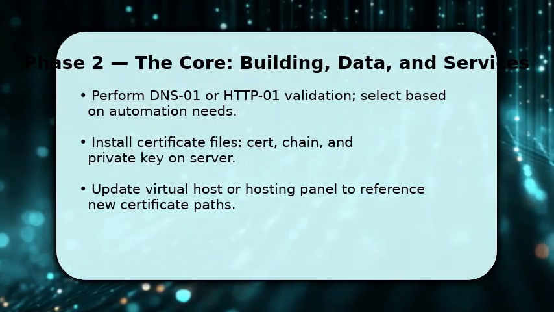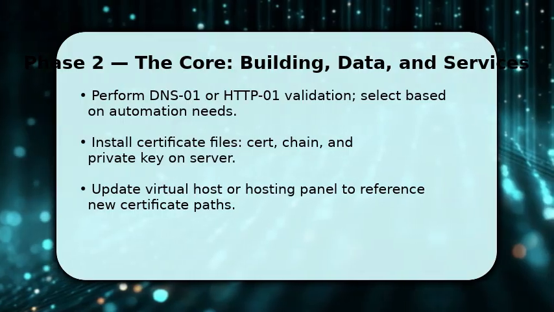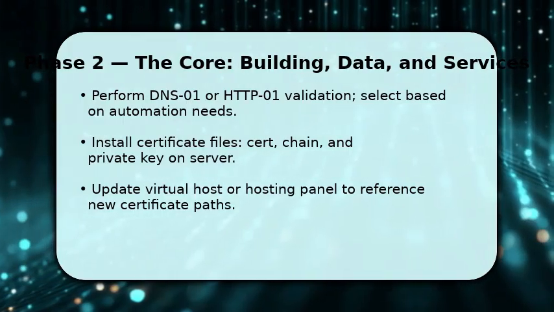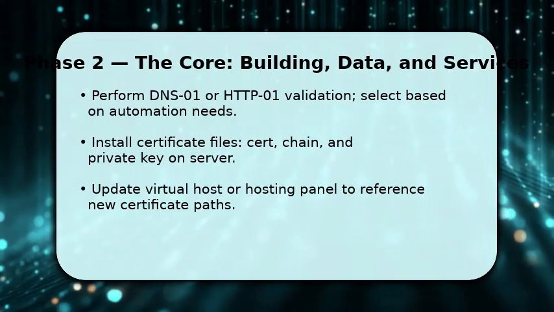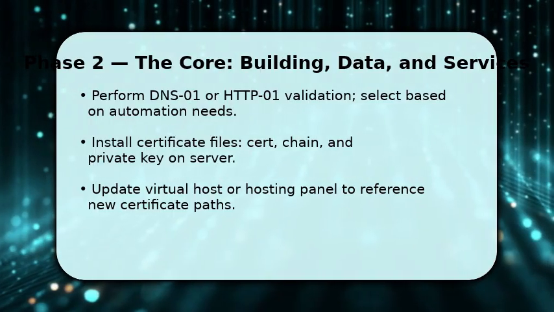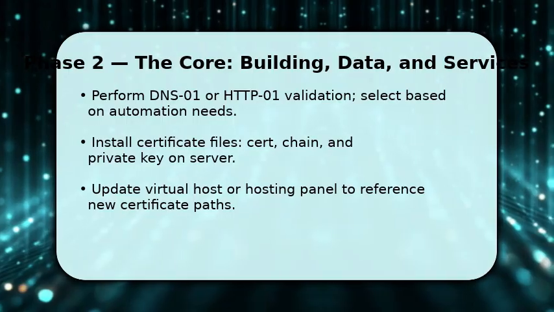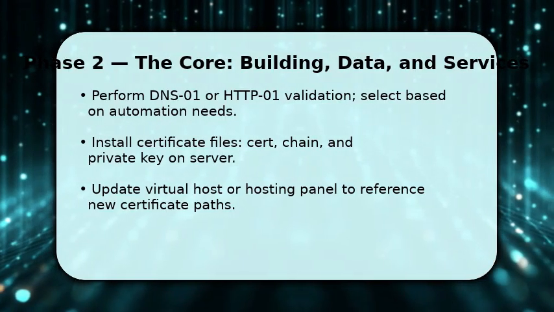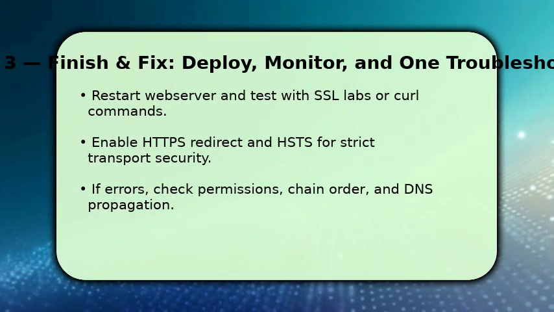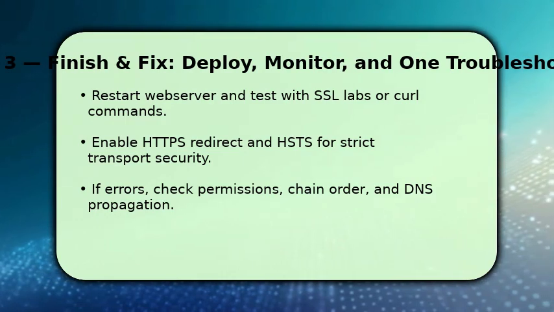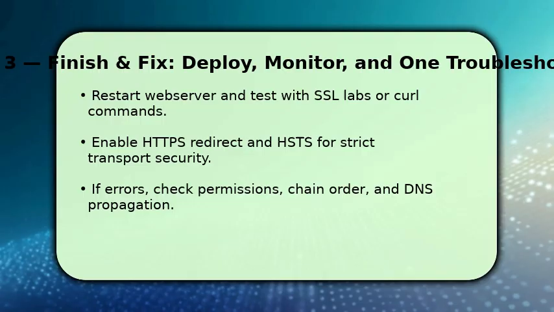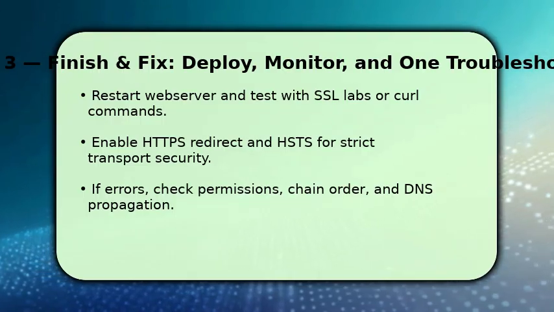After validation, download or retrieve the certificate, chain, and private key. Install those files into your web server or hosting panel, and update your virtual host configuration to point to the new file paths, because the server needs exact pointers to serve. You finish by restarting the web server and immediately testing connectivity with tools like curl or an SSL scanner to confirm chain and protocols.